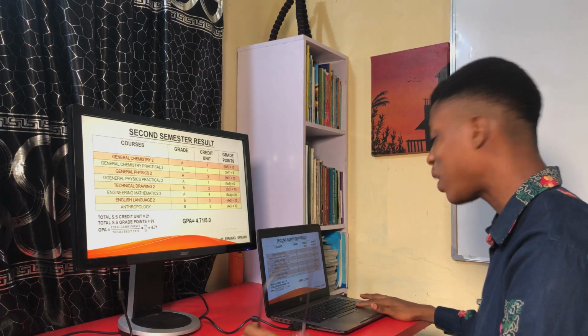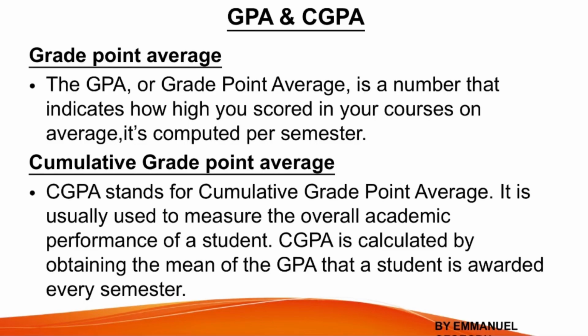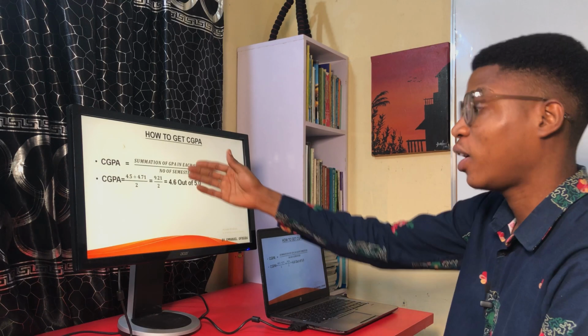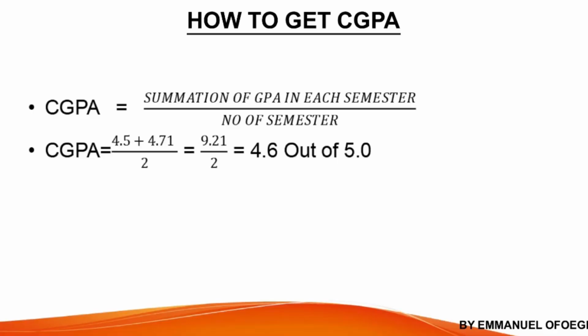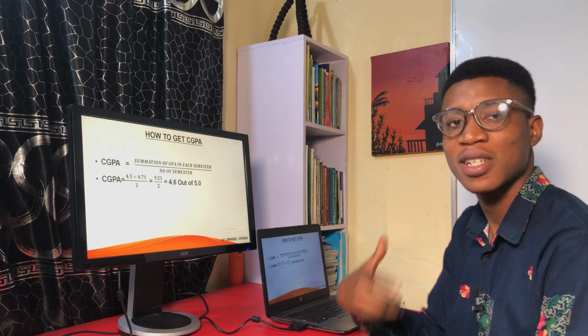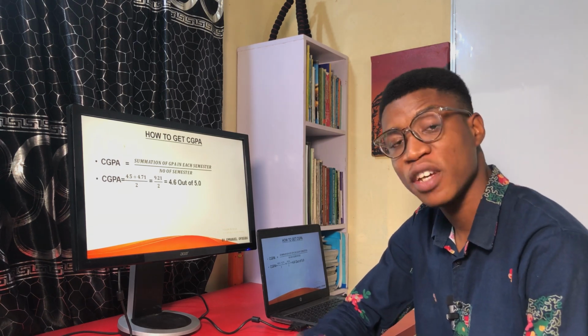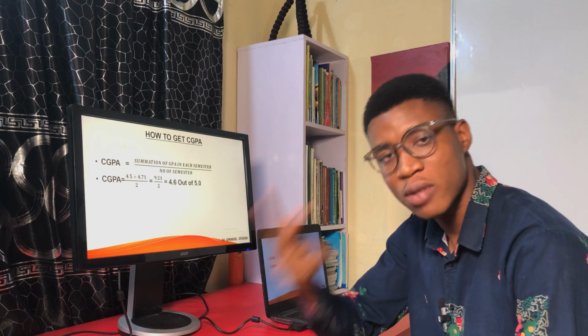So let's go back to the slide. We said that CGPA stands for cumulative grade point average, and it can be obtained by taking the mean of every semester. So how do you calculate your CGPA? You can use this formula, very important: the CGPA is the summation of the GPA in each semester over the number of semesters. First semester we had a GPA of 4.5. The second semester we have a GPA of what? 4.71.